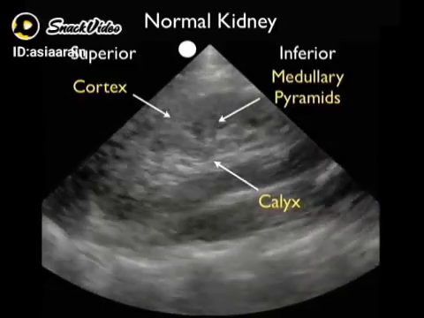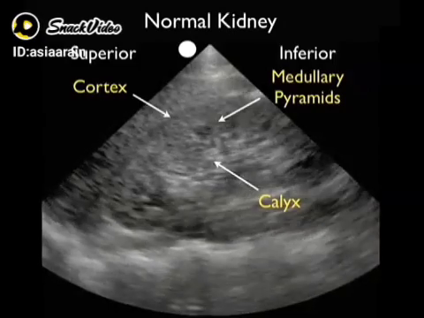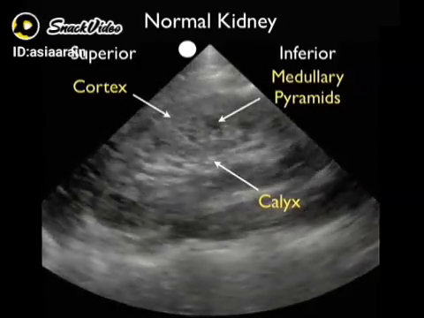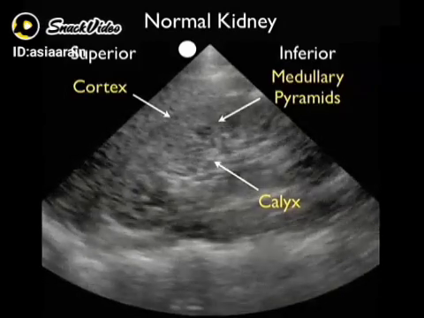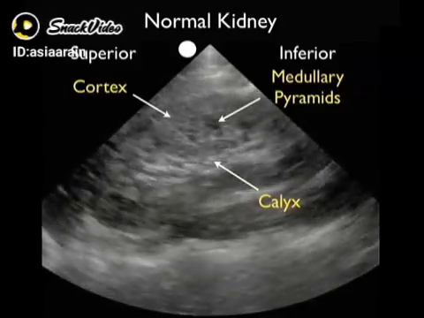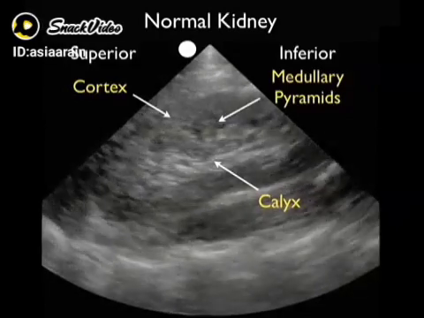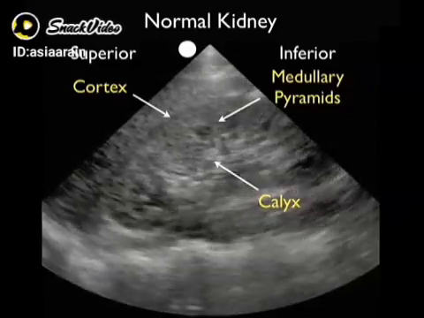Notice that they have a little bit of a darker or hypoechoic signature due to the presence of fluid within the medullary pyramids. We see the inner part of the kidney, the calyceal region, and notice that it has a hyperechoic or bright appearance on bedside sonography due to fat within the renal sinuses.